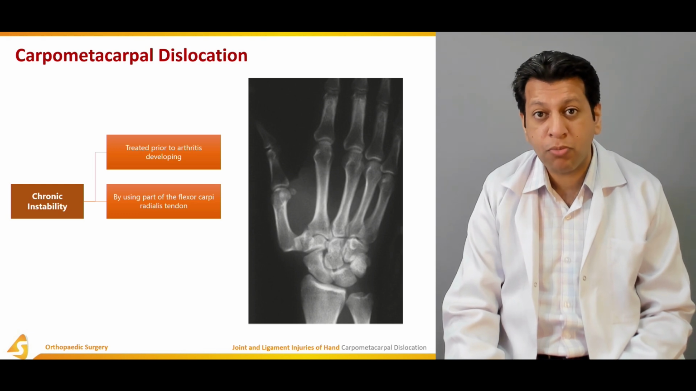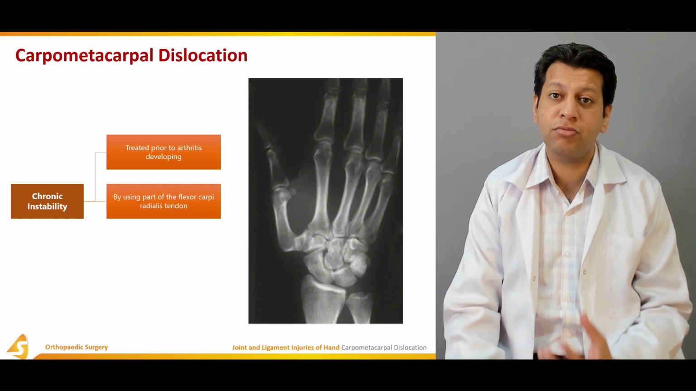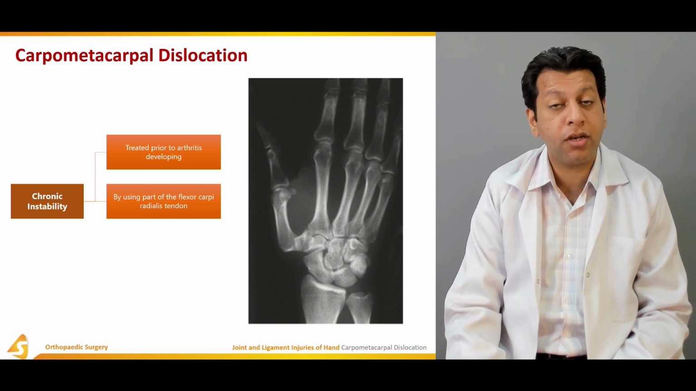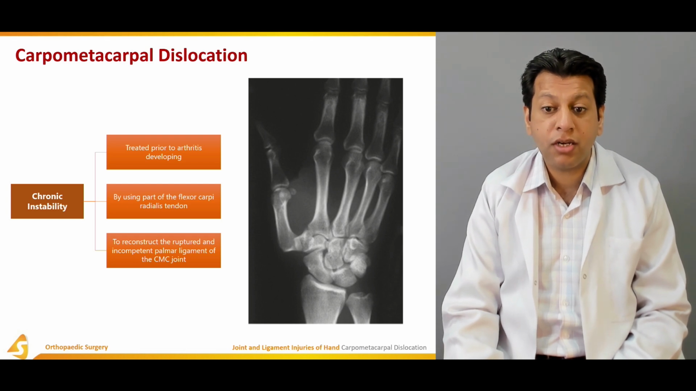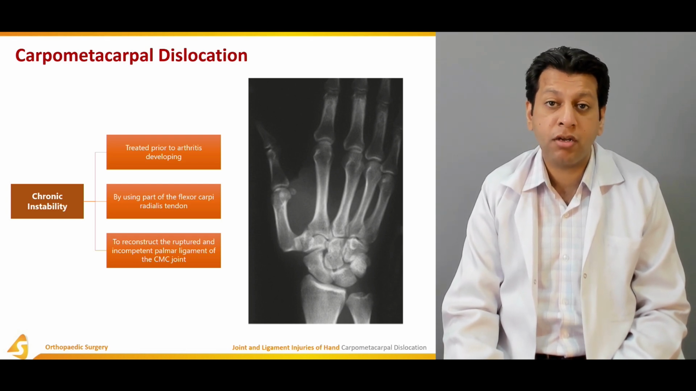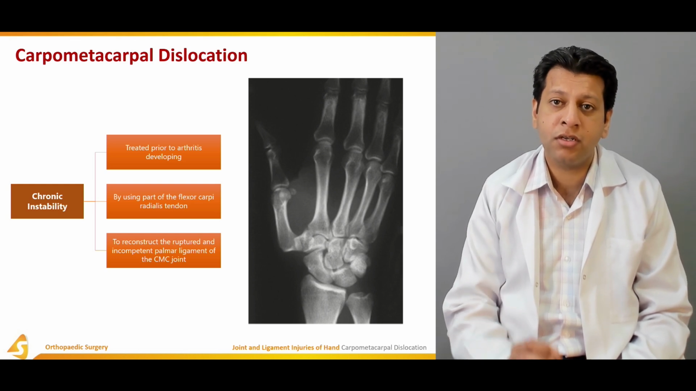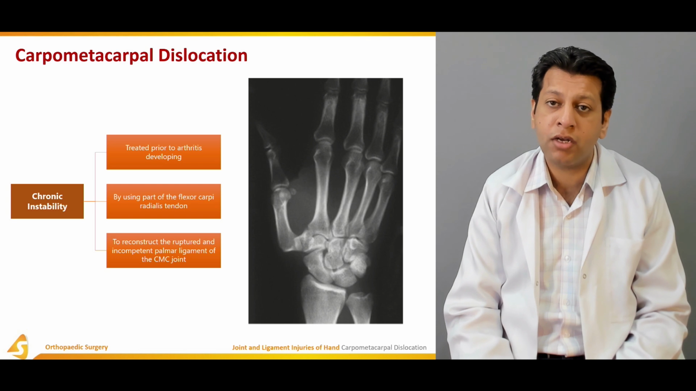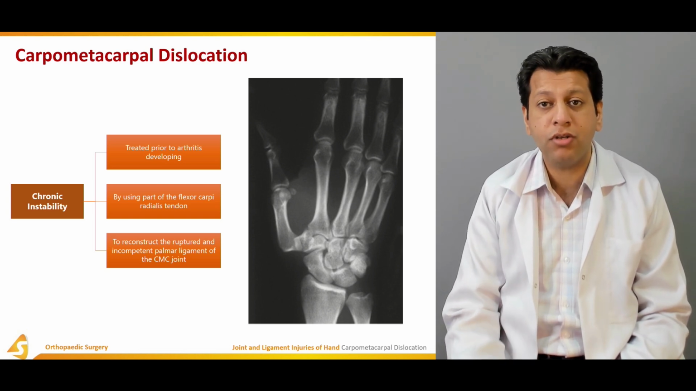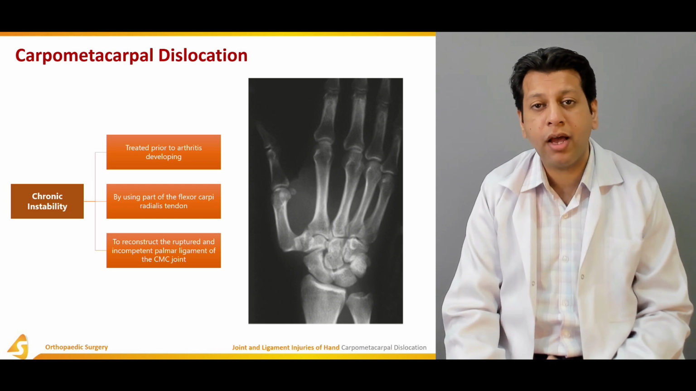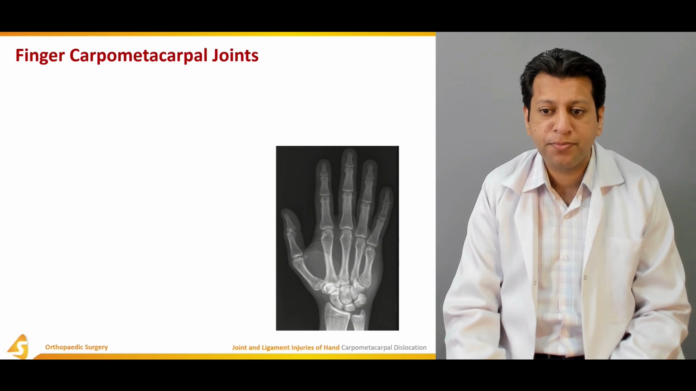What's important is that the radial oblique ligament and all of these have to be reconstructed by use of the flexor carpi radialis tendon, to reconstruct the ruptured and incompetent palmar ligament of the carpometacarpal joint, because these ligaments are the primary stable restraint to the movements of the carpometacarpal joint. Otherwise, if this reconstruction is not done, it would lead to increased instability. Therefore, that has to be reconstructed by use of the flexor carpi radialis tendon.